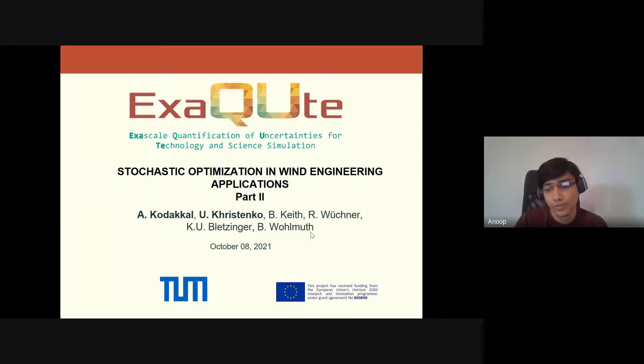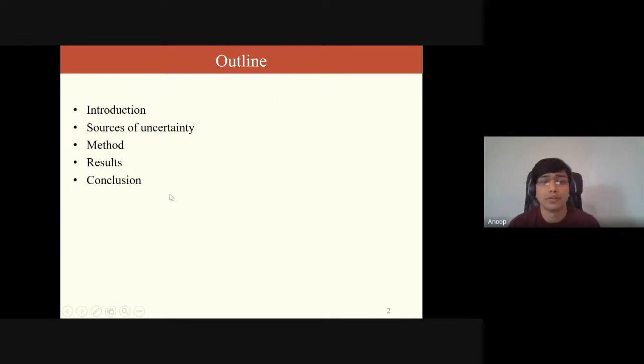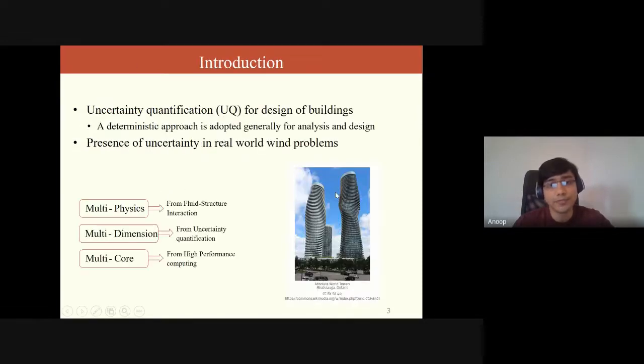I'll continue from there. So today I'll be talking about stochastic optimization and wind engineering application. A brief outline would be: we start with the introduction, and then we talk about the sources of uncertainties in wind engineering, and then we talk about the method for optimization under uncertainty, and some results and conclusions.